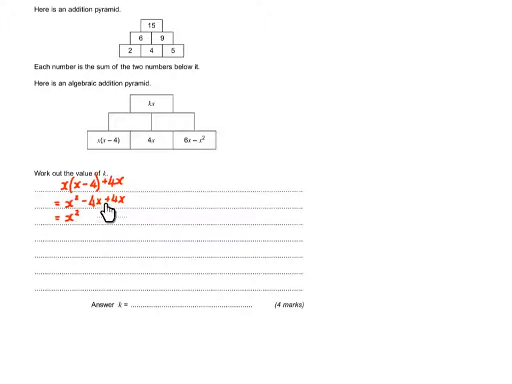Multiplying those brackets out, we get x squared minus 4x plus the 4x that was already there. So we've got a minus and plus 4x that cancel each other out. So those two just add up to x squared. And there it is, x squared. Meanwhile, this one here, that's 4x plus 6x minus x squared. And together that makes 10x minus x squared, because the 4x and the 6x make 10x, and then the minus x squared. So the brick above is 10x minus x squared.